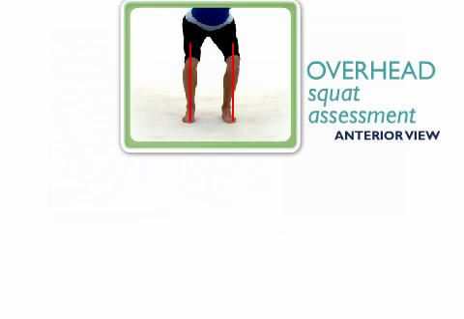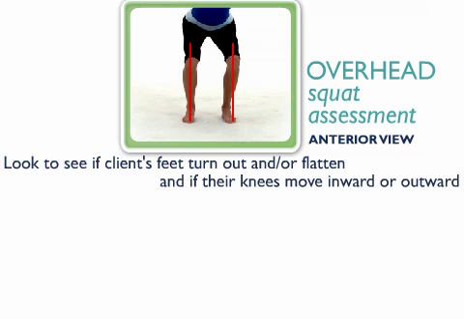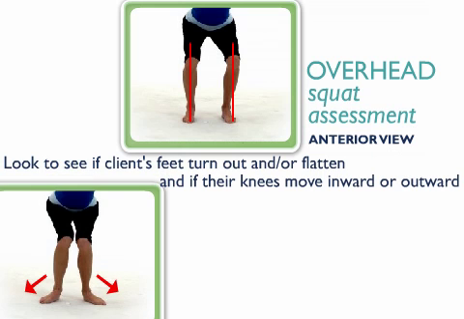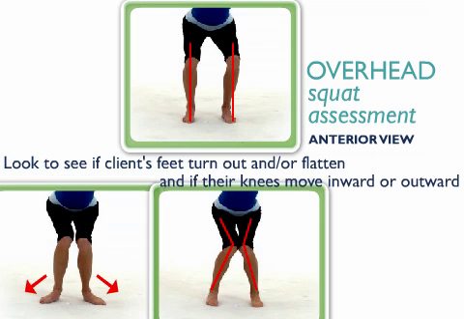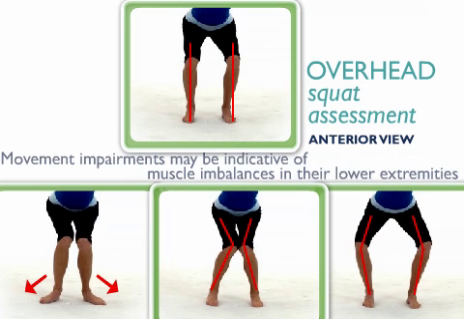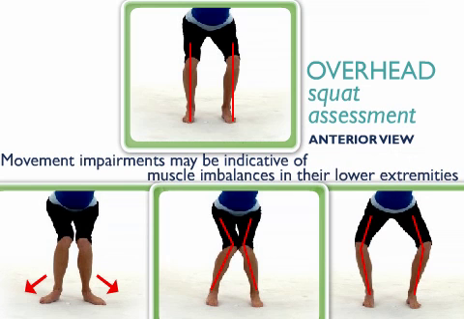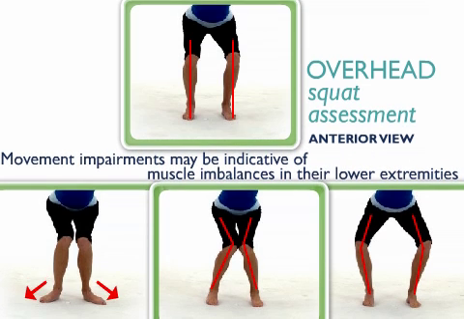From the anterior view, pay close attention to the client's feet and knees. The feet should remain straight, with the knees tracking in line with the foot over the second and third toes. Specifically look to see if the client's feet turn out and/or flatten, and if their knees move inward or outward. These movement impairments may be indicative of muscle imbalances in their lower extremities.